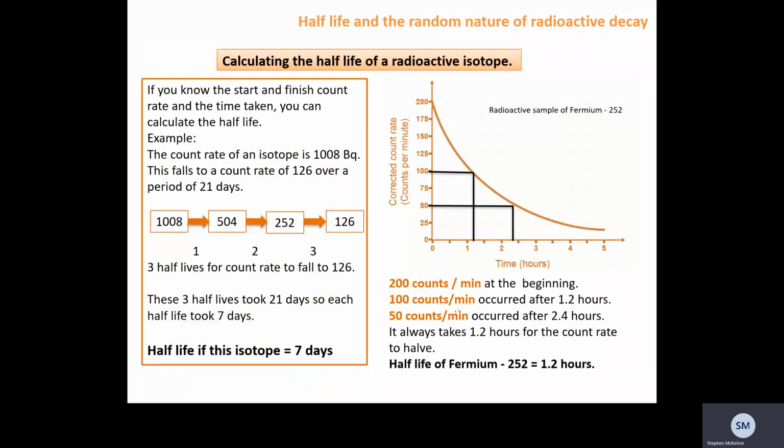If you know the start and the finish count rate and the time taken, you can calculate the half-life. So if the count rate of an isotope is 1008 becquerels, and it falls to a count rate of 126 over a period of 21 days, we can figure out what the half-life is.